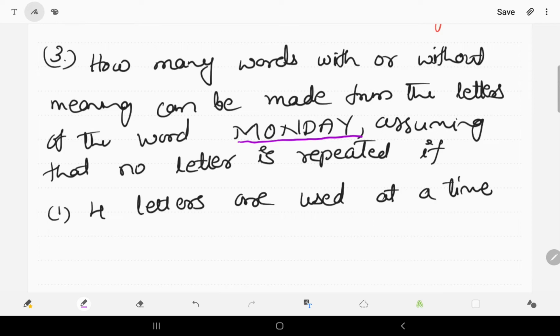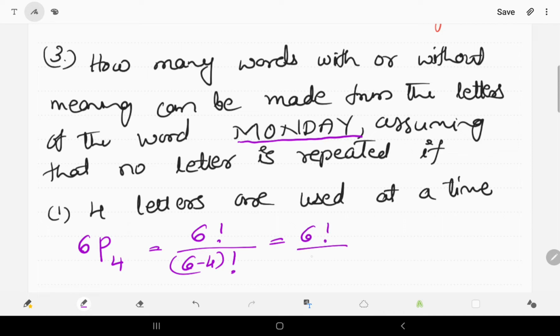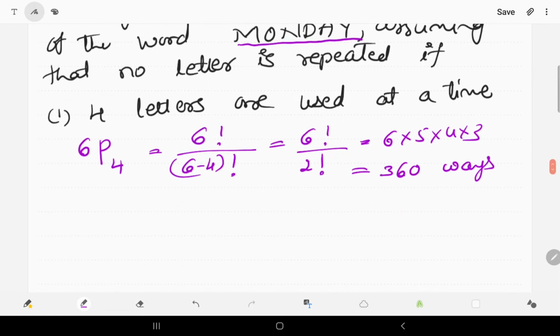Okay, this is the same as the number of permutations of 6 objects taken 4 at a time. This means here total 6 objects are there, you have to take 4 at a time, that is 6P4, that is equal to 6 factorial divided by (6 minus 4) factorial, that is 6 factorial divided by 2 factorial, 6, 5, 4, 3, that is equal to 360 ways. Okay, this is the first one.